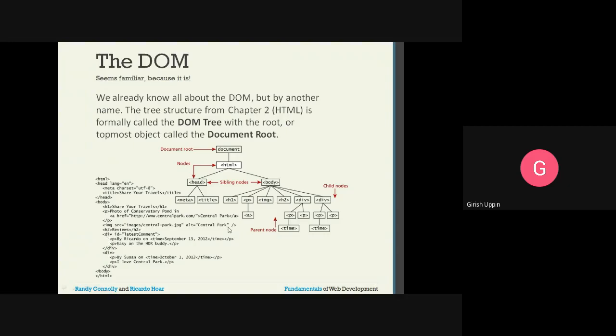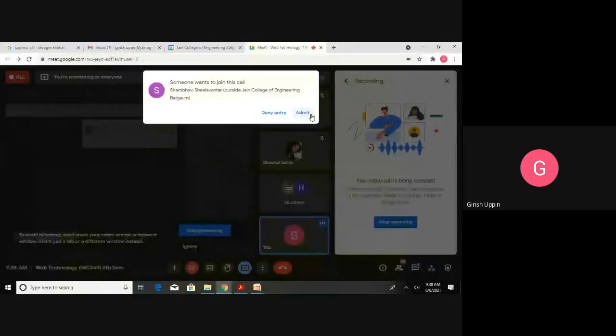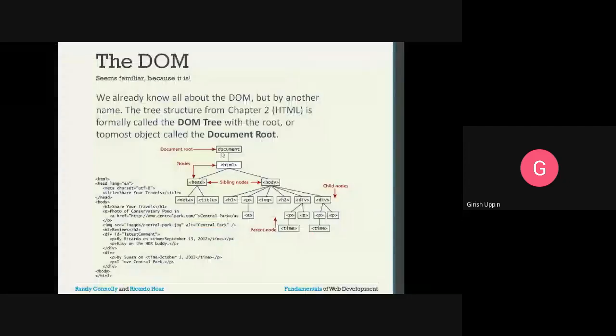Then we have a div. Inside the div again we have two paragraphs. Inside the first paragraph we have a time HTML element. So that complete structure is represented in the DOM tree. That is how the structure of this particular HTML document is shown. So you can see this is the div, and this is another div. This is another div. So all these are called nodes.